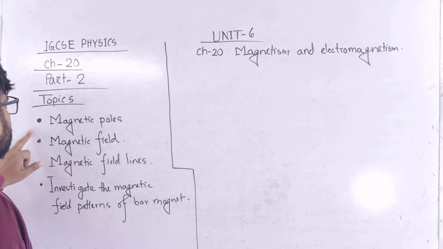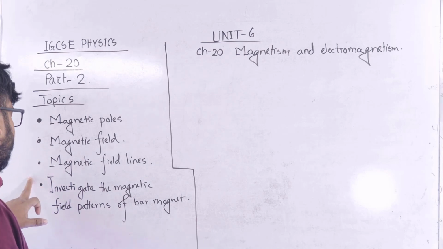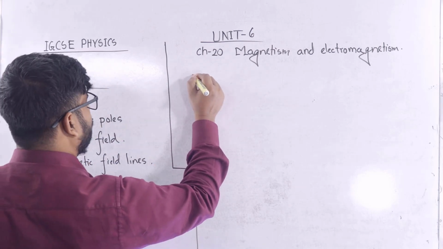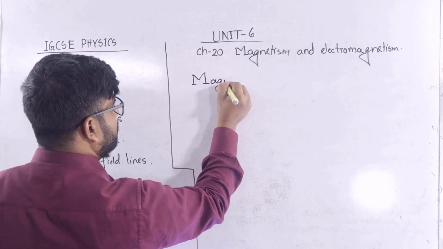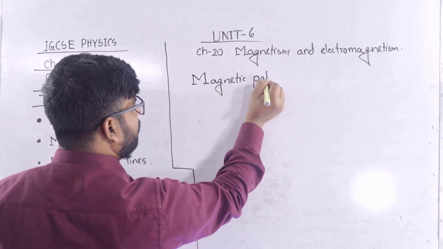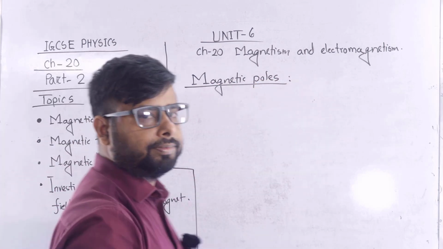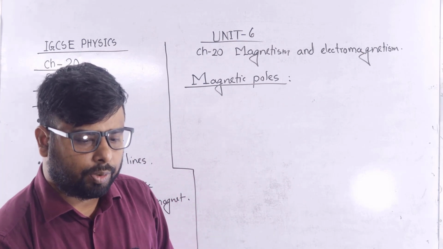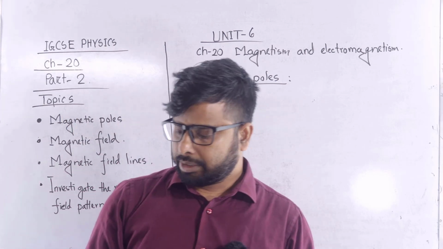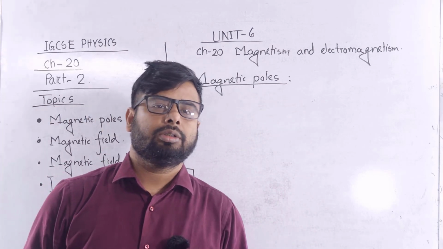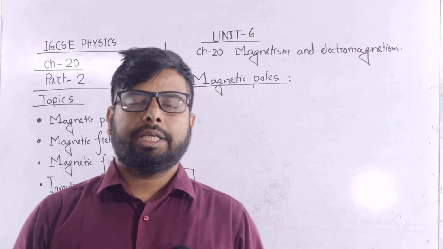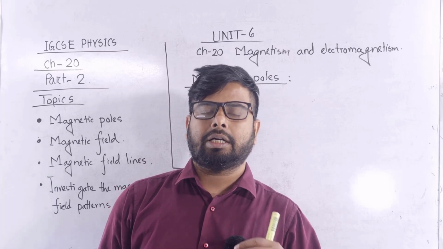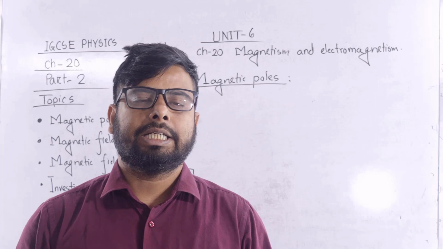Topics: magnetic poles, magnetic field lines, and investigating the magnetic field pattern of a bar magnet. First, what are magnetic poles? Magnetic poles are the regions of the magnet where the magnetic force is maximum. So magnetic poles are the parts of the magnet that exert the greatest force.